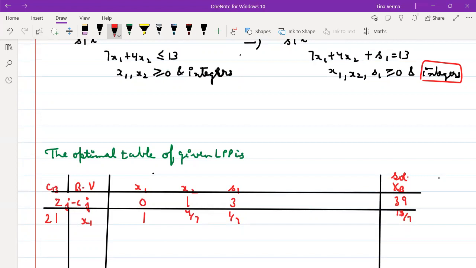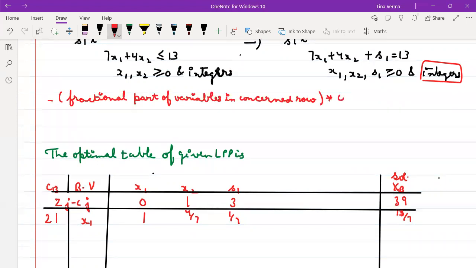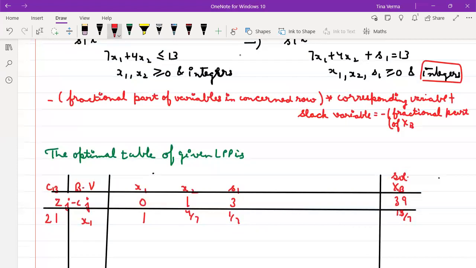What will we do? We will add a constraint. Add a constraint, we studied this in post-sensitivity analysis, that is post-optimality analysis. We will do the same. How do we add the constraint? What constraint will be added? Minus fractional part of the variable in the concerned row into its corresponding variable. You will do this minus summation, and you will add one slack variable. Plus one slack variable is equal to minus fractional part of XB of the concerned variable.